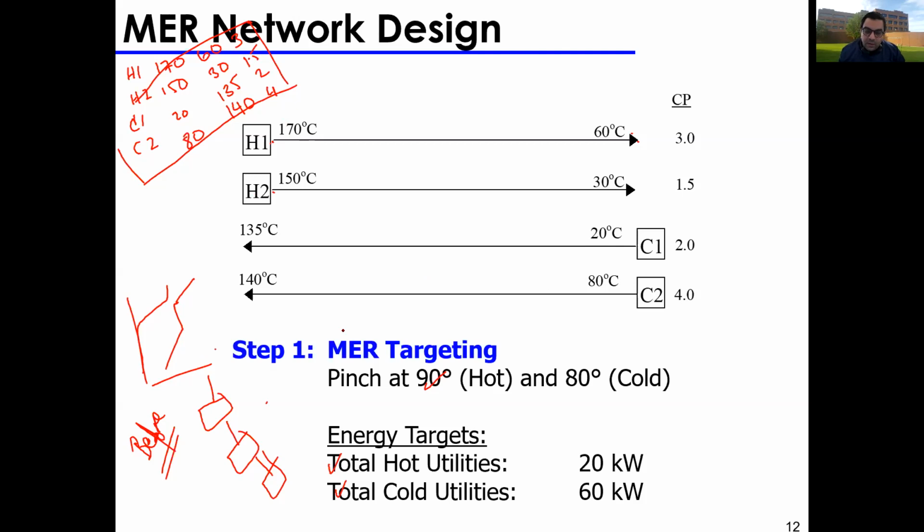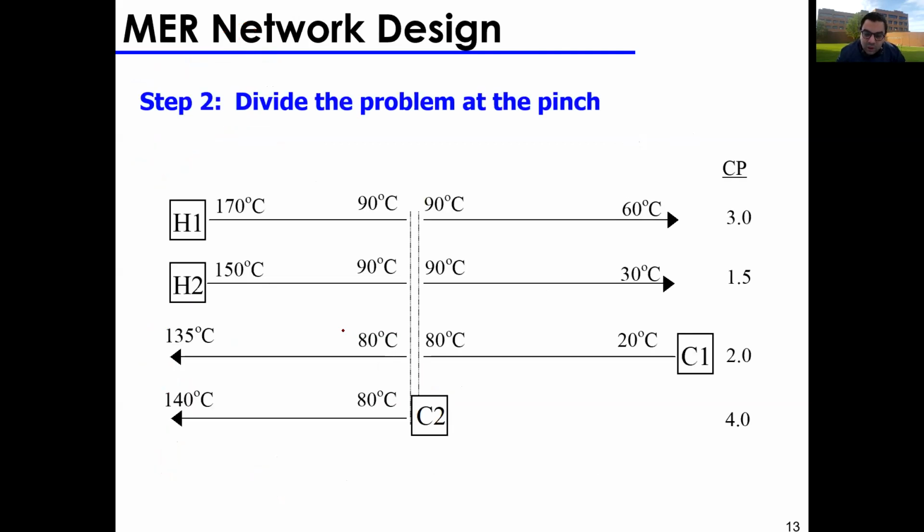And then once we have this, we need to divide the problem at the pinch. As you can see here, I just split my problem at the pinch. I found my pinch point. The pinch point is 90. I just draw a line in the middle at 90, and I divide my problem into a hot problem and a cold problem, or above the pinch and below the pinch. Let's go back and have a look.